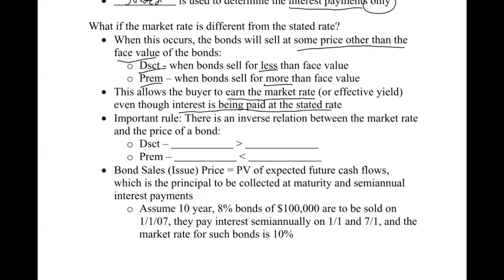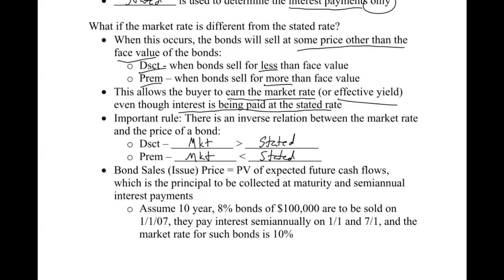Okay, so we'll talk about how that works in just a second. Real quick, market rate, effective yield, effective rate, market yield, those all mean the same thing. They're the market rate. There's an inverse relation between the market rate and the price of a bond. If the market rate is greater than the stated rate, we are going to have a discount. And if the market rate is less, we'll have a premium. So discounts and premiums are determined by comparing the market rate to the stated rate.